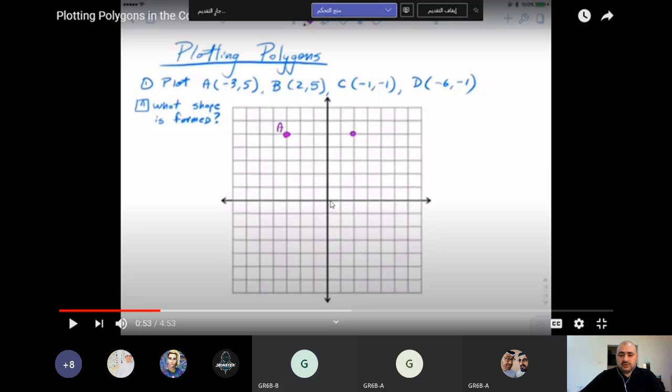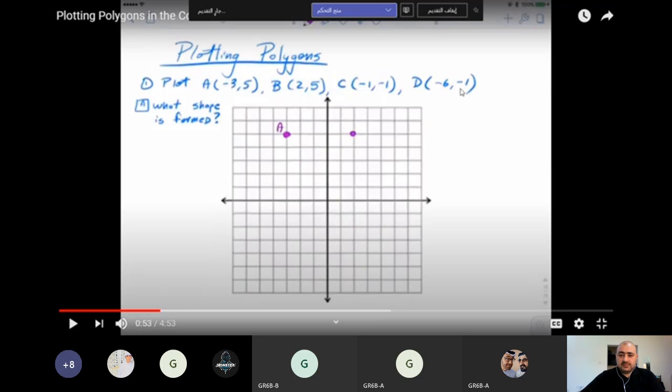From the origin to the right, we have the positive numbers, like 1, 2, 3, 4, etc. From the 0 and to the left, we have the negative numbers, -1, -2, -3, -4, -5, etc. And the y-axis, the same idea. From the origin and up, we have the positive numbers, +3, +4, +5, etc. And from the origin down, we have the negative numbers, -1, -2, -3, -4, -5.